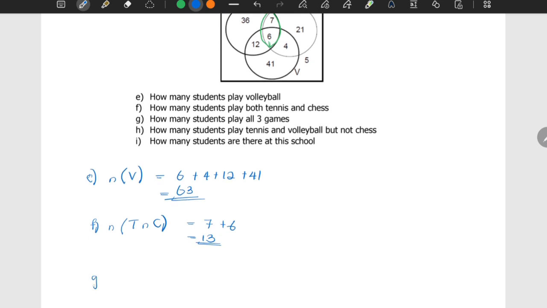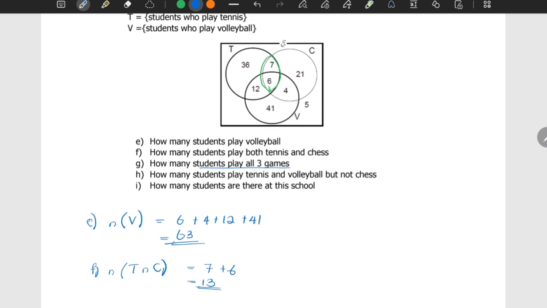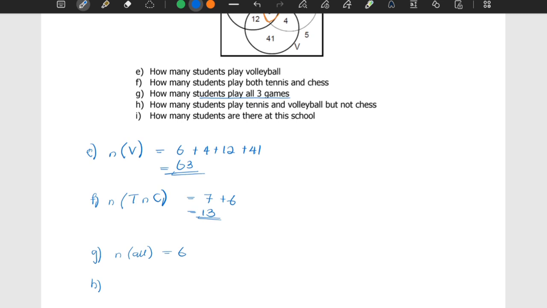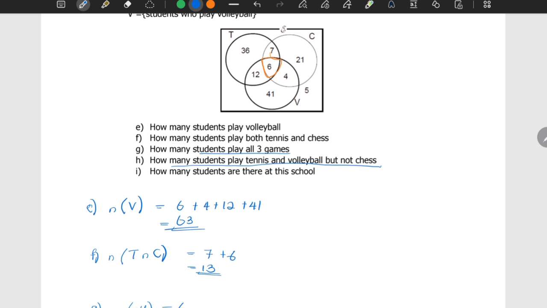Perfect. And then we go to G. It says, how many students play all 3 games? So going back to our Venn diagram, all 3 games is the intersection between the 3, which is just 6 students, right? So this one is quite easy sometimes because it's mostly about reading the information in the Venn diagram, or at least interpreting it. So you have to understand what they mean when they say both or when they say or. Is it a union? Is it an intersection? How many students play tennis and volleyball but not chess? So that part is important.